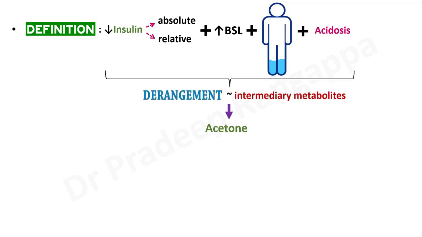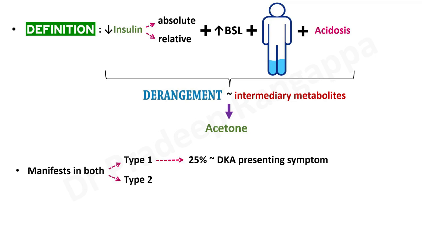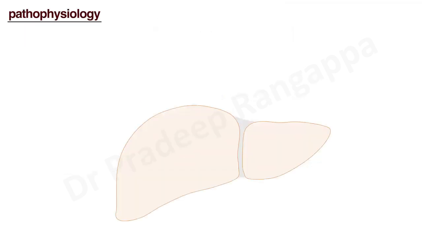When this happens, there is derangement of the intermediary metabolites and increased production of acetone, acetoacetic acid and beta-hydroxybutyrate, which contribute to the acidemia that develops in these patients. DKA manifests in type 1. It's not only in type 1 diabetes that you see DKA, you see it in both type 1 and type 2. And in type 1 diabetes, the initial presentation when you diagnose diabetes may be DKA. So 25% present with DKA, and that's when they get diagnosed with diabetes in the younger population.